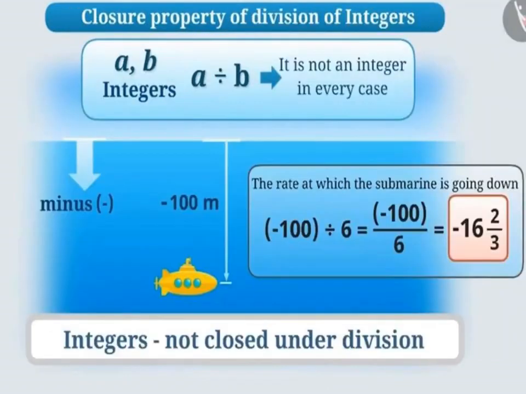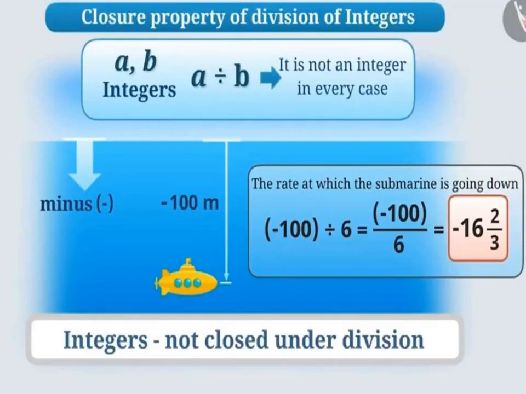We will check the closure property of division of integers. Suppose we take any two integers, we can divide both integers. The resulting quotient is not an integer in every case. In some cases it is an integer, but in some cases it is not an integer. Suppose we take one example.